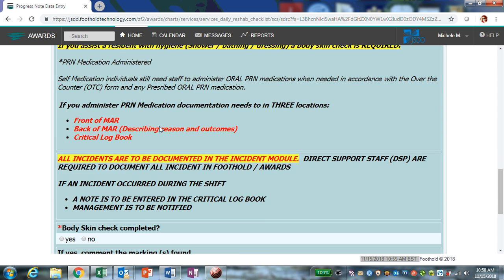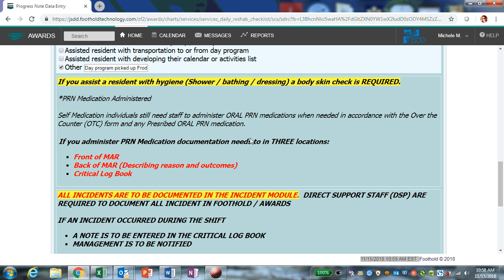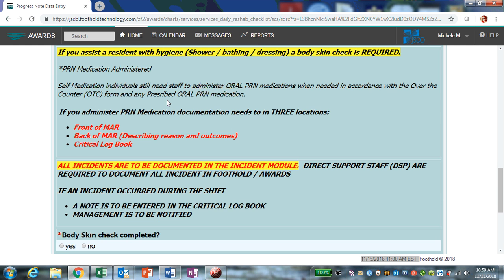Okay, now, please, again, I cannot reiterate this enough times. Please read this information here. It's there to help you. This information, I end up writing it here to help you and to remind you. It is instructional only. There's nothing for you to enter or edit. If you don't read it and you don't follow a protocol, I can't help you. I cannot help you, okay? There are things here to remind you. If you assist a resident with hygiene, shower, bathing, or dressing, a body skin check is required, okay? Please, it's required. PRN medication administered.